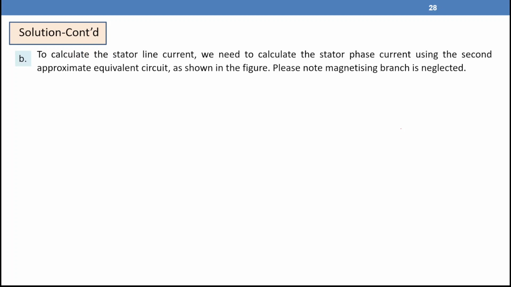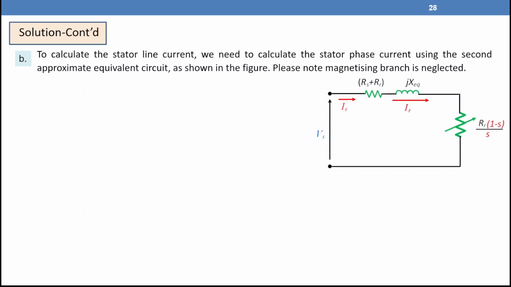For part B, we need to calculate the stator line current. To calculate the stator line current, we need to calculate the stator phase current. We don't have any information in this problem about the magnetizing branch, so we are going to use the second approximate equivalent circuit. So we have R stator plus R rotor and jX equivalent, with R rotor (1 minus S) over S. Either you write it this way, or you can put R stator alone and R rotor over S as a separate impedance.